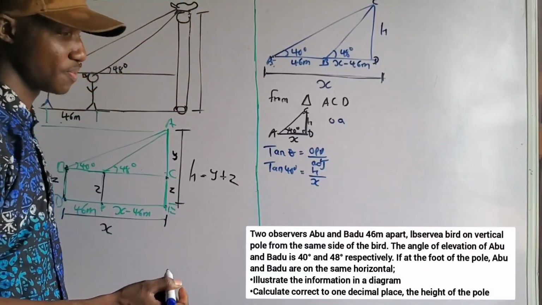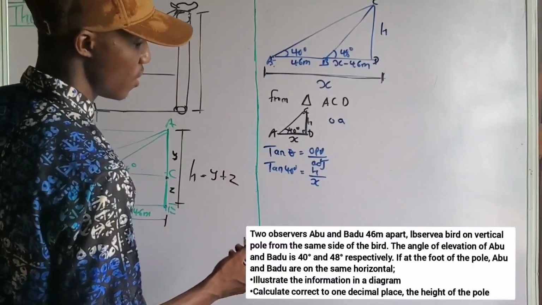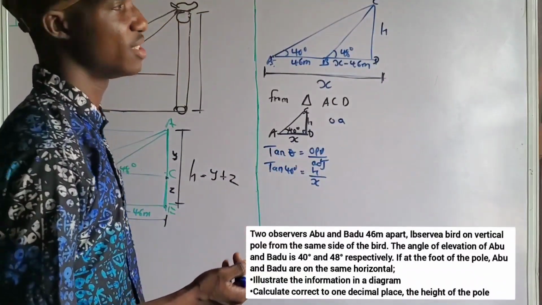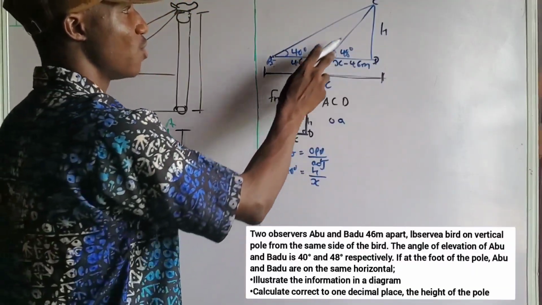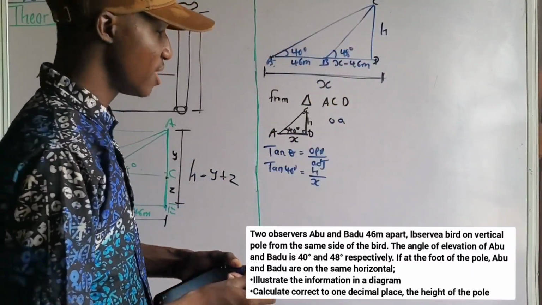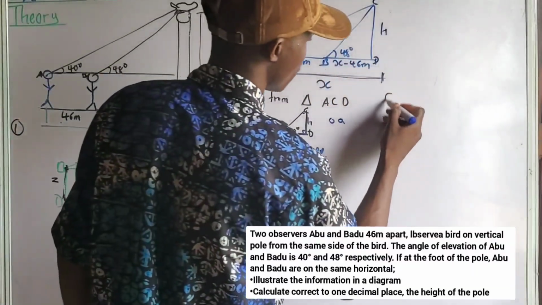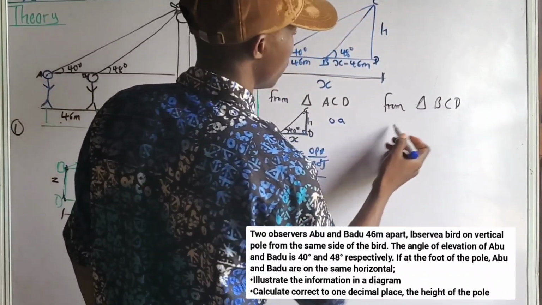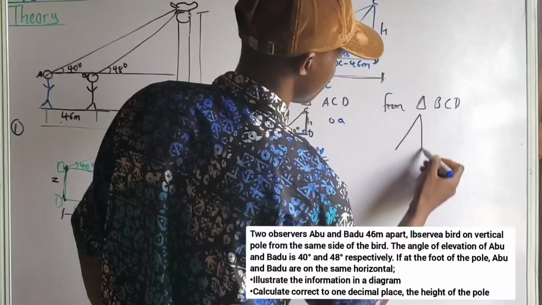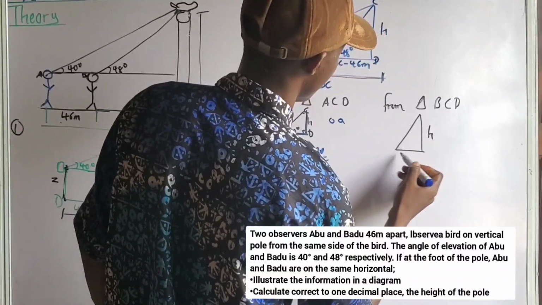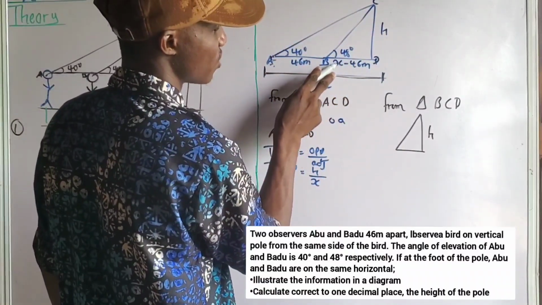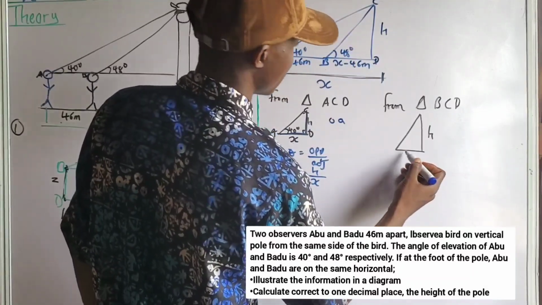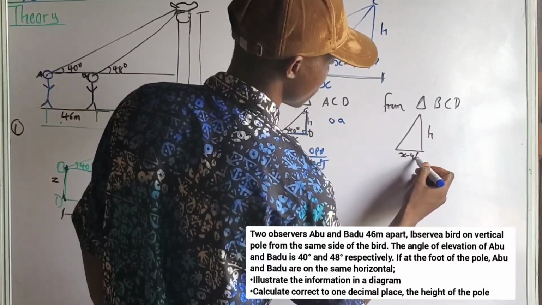Okay, so let's now consider the smallest triangle, the triangle inside the bigger triangle, which is triangle BCD. From this triangle BCD, we're going to have something like this. We also have h here. We have now from this triangle x minus 46 meters as the adjacent, x minus 46.